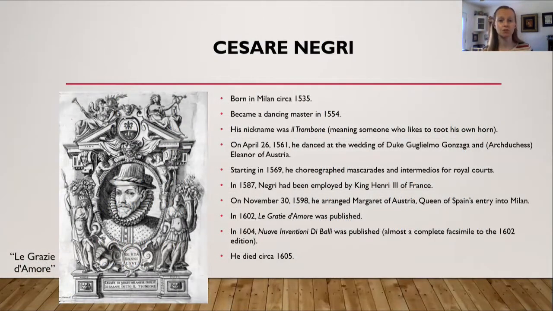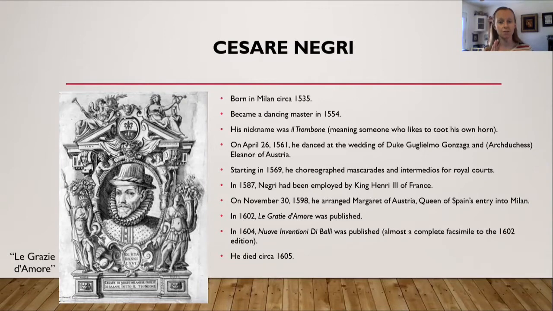But before we get too far into just the dance steps, first let's learn a little bit of history about this dance and where it came from. This dance, Torneo Amoroso, was written by Cesare Negri. He was born in Milan in about 1535. He became a dancing master in 1554. His nickname was Il Trombone, which is not a nice term. It pretty much means someone who likes to toot their own horn.